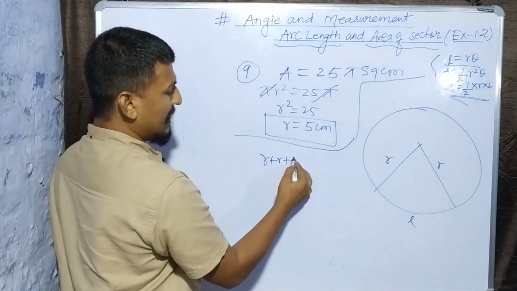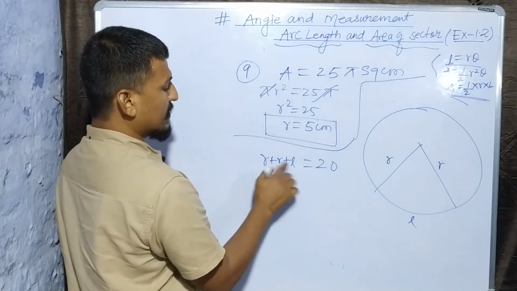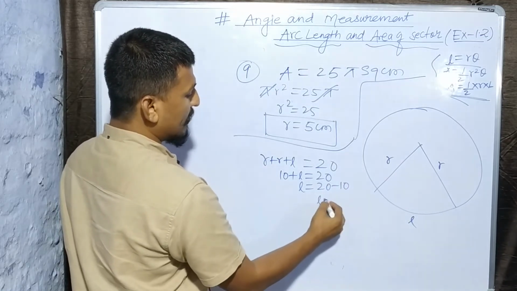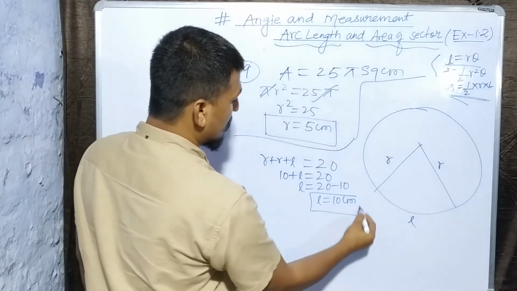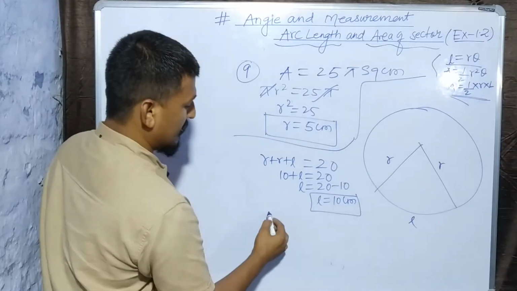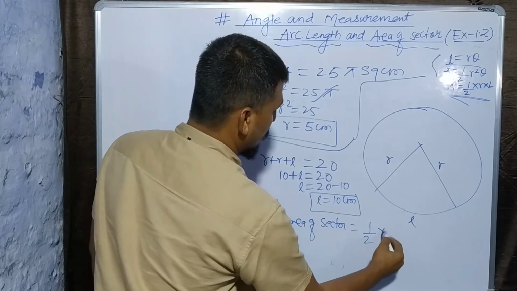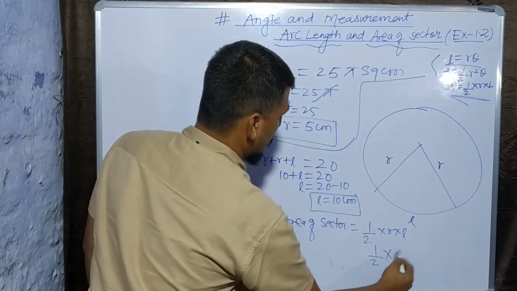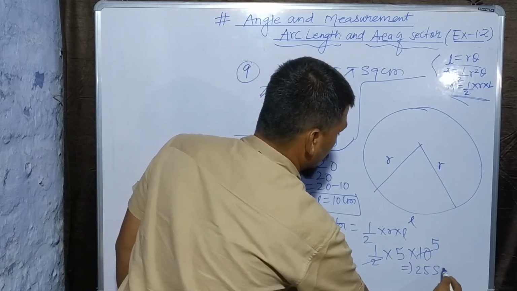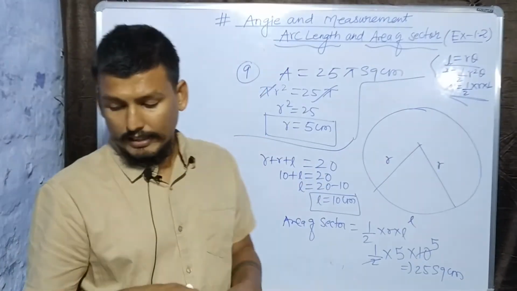Perimeter is R plus L, the sum of all sides, which is given as 20. So R is 5, 5 plus 5, 10 plus L is equal to 20. L is equal to 20 minus 10, so L is equal to 10 centimeter. Length of arc is 10 centimeter. Now you have to find the area of sector. Area of sector is half into R into L. So half, R is 5, L is 10. This becomes 25 square centimeter, which is the area of the sector.